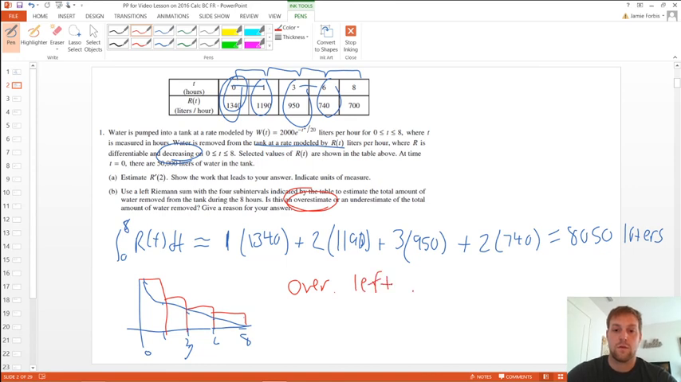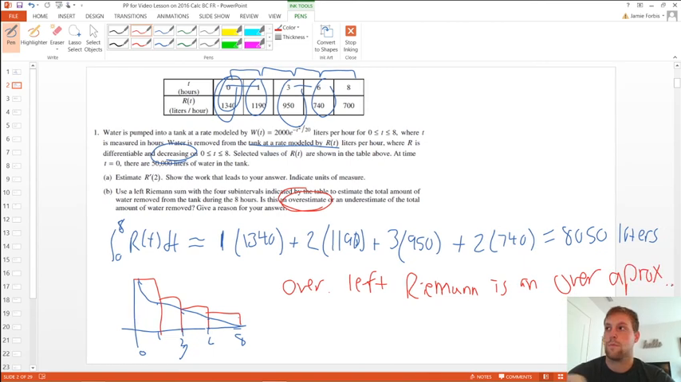a left Riemann sum is an over approximation for decreasing functions.